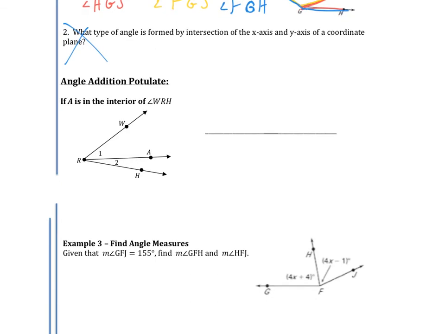So if you look at the picture on the right, it says if A is in the interior of angle WRH. So see how A is in the middle of this angle WRH. So if there's ever a point in the middle there, we can add up the smaller angles. We would say the measure of angle WRA plus the measure of angle ARH is equal to the measure of angle WRH.